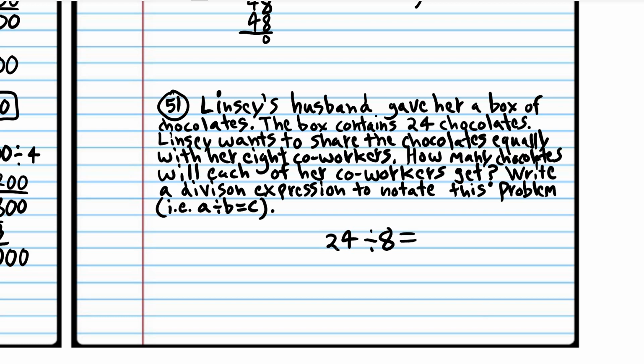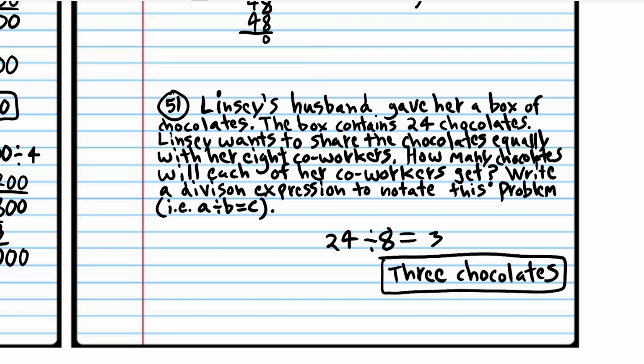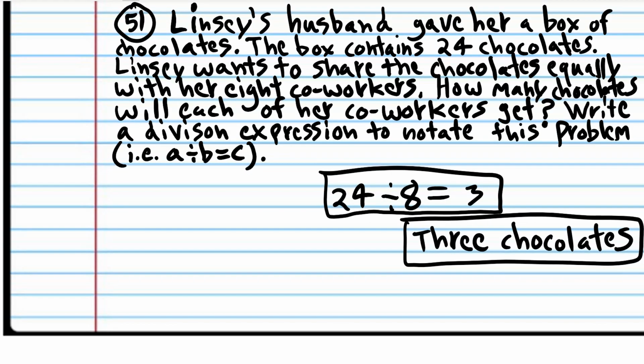All right. Now I know my multiplication facts, so I know 8 times 3 is 24. So how many chocolates will each of her coworkers get? 3 chocolates. But this is a word problem, so our final answer should be 8. And write a division expression to notate this problem. We just did that. And there you go. All right. So, again, how many times does 8 go into 24? Well, 8 goes in 3 times.